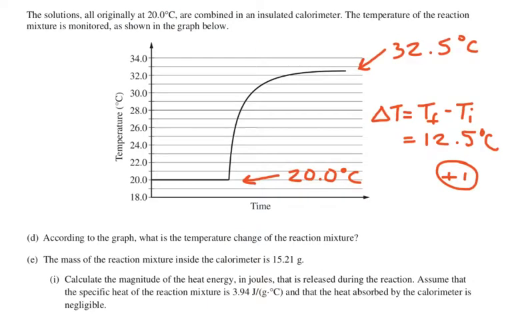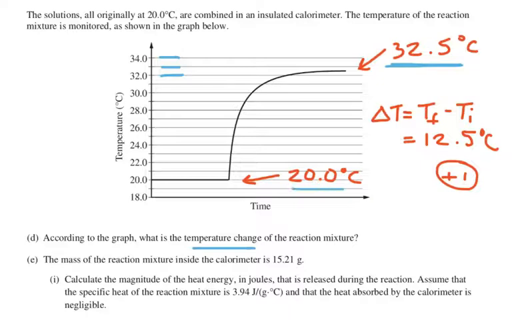For part D, we start off with a graph. So all the solutions originally at 20 degrees are combined in an insulated calorimeter. The temperature of the reaction mixture is monitored as shown in the graph below. So according to the graph, what is the temperature change of the reaction mixture? Well, we have to read the graph and say, well, this line is 32, this is 34, so that means this is 33. So halfway between, about 32.5 degrees Celsius.